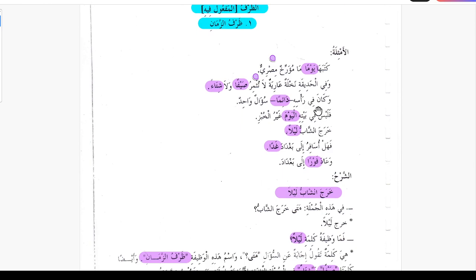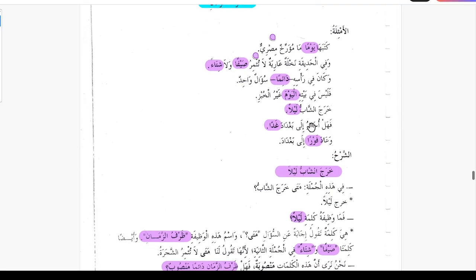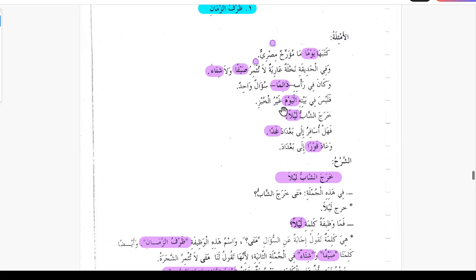And the next one is "Wa kana fi rasihi daiman su'alun wahidan", and it was in his mind, in his head, always one question. So if we put a question, when there was that one question, the answer is daiman, always. So daiman is zarfu zaman. "Falaysa fi baytihi al-yawma ghayru al-khubzi", and there was nothing in his house today except the bread.